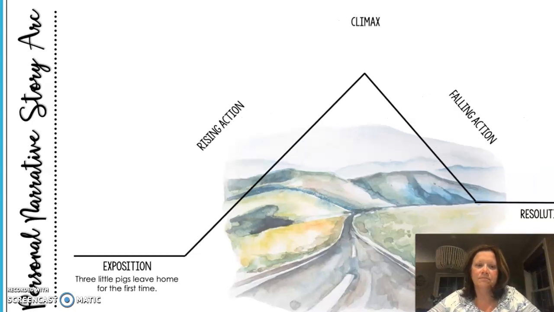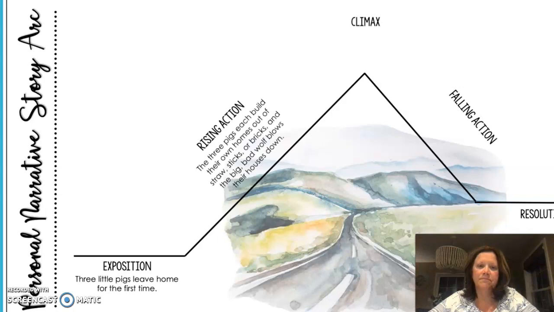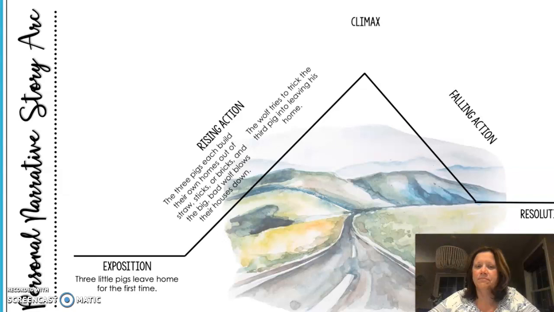So the exposition for The Three Little Pigs would be when the three little pigs leave home for the first time. So that's the exposition of this particular story. Well, the rising action would be when the three pigs each build their own homes out of either straw, sticks, or bricks, and then the big bad wolf blows their houses down, right? Except for the third little pig's house. That house wasn't blown down. And the rising action continues when the wolf tries to trick the third pig into leaving his home.